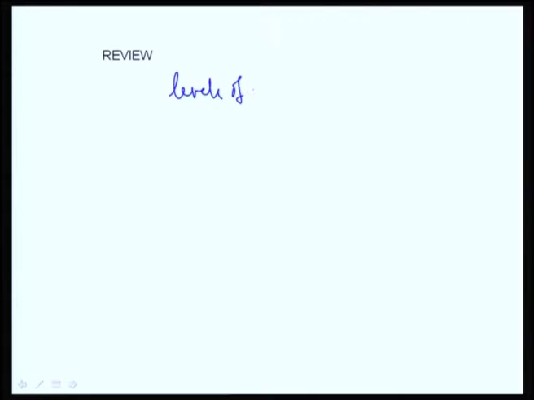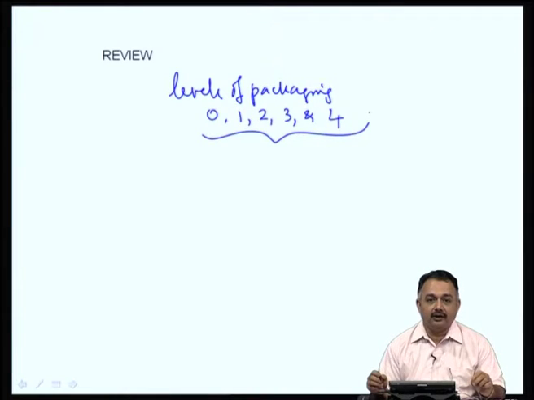Now, if you want to recap a bit, which I think is much better, what we have seen in the last class is all the levels of packaging. If you recollect, we have seen what level 0 is, level 1, 2, 3 and 4, and you by now must be very familiar with what are the exact areas falling under each of these levels of packaging.